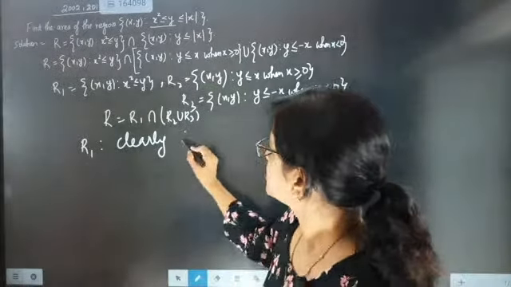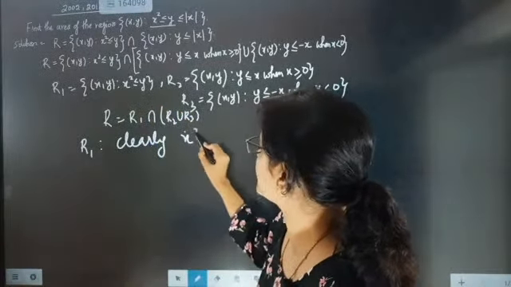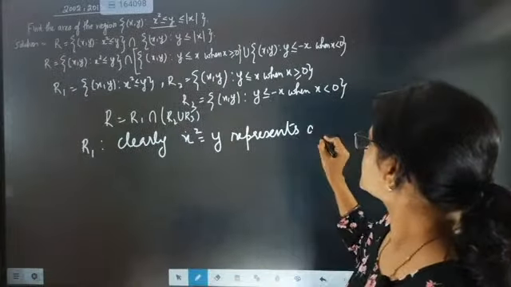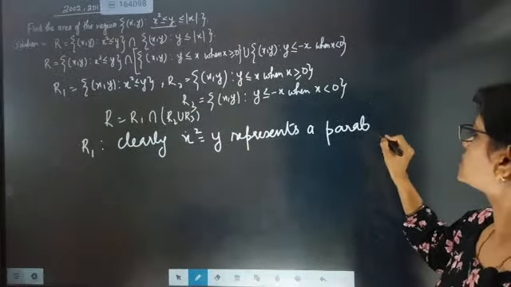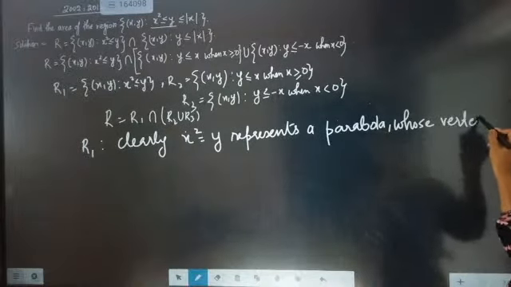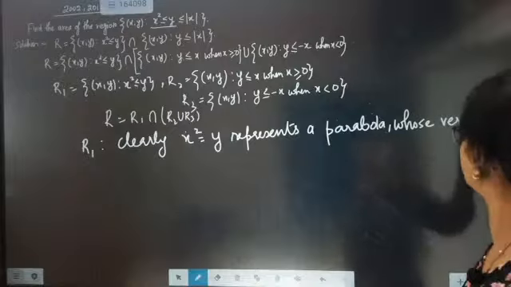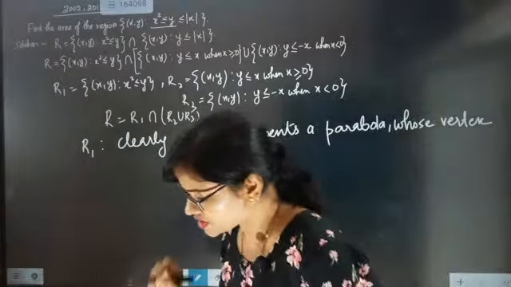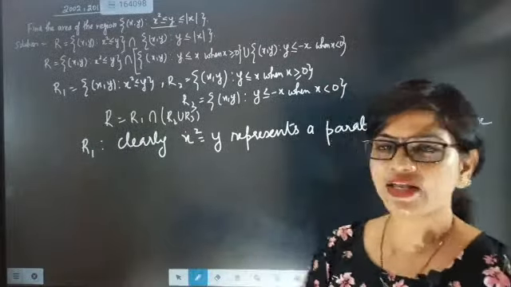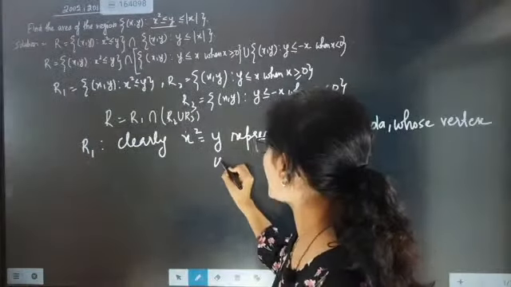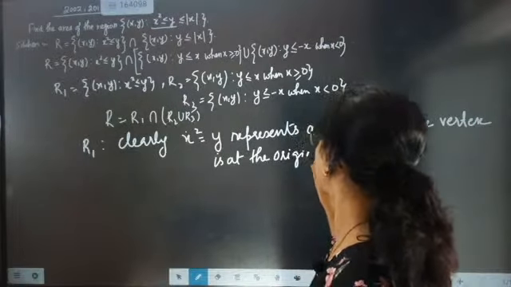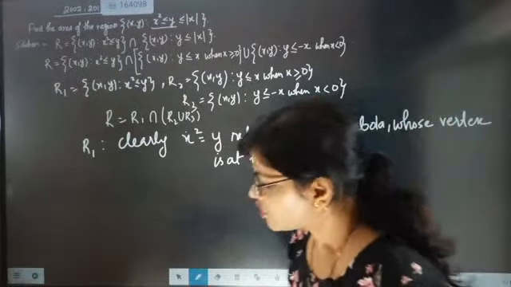It is representing x² equal to y, which represents a parabola whose vertex is at the origin. I explained everything. I wrote that its vertex is exactly at the origin. I am not skipping any step today. I am writing everything. Whose vertex is at the origin, (0, 0).